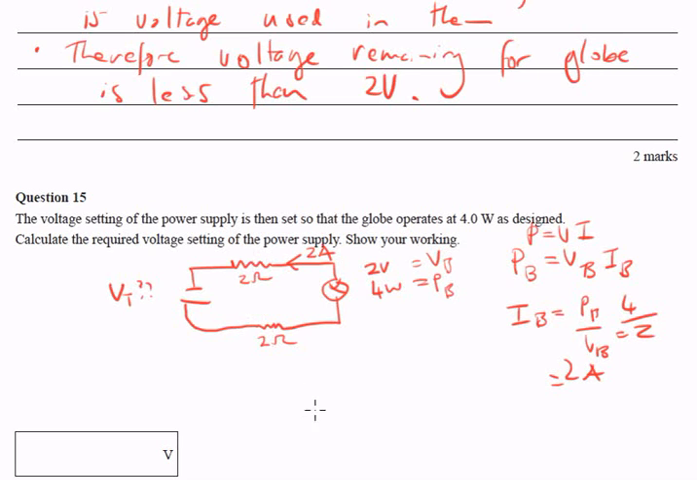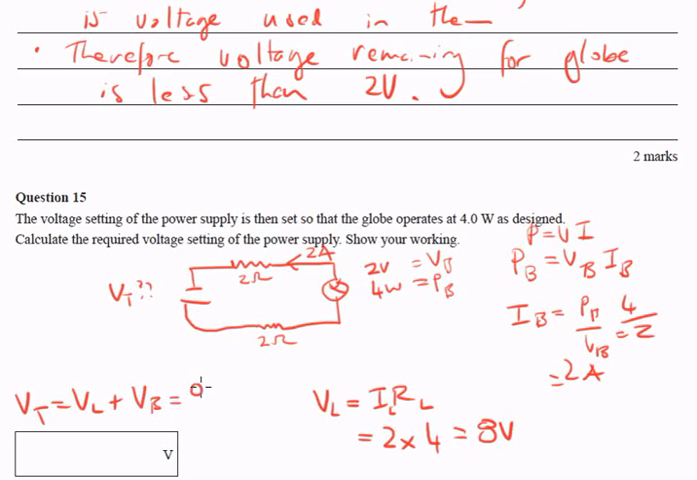Now we can work out the voltage in the lines. Because voltage equals IR: the current in the lines times the resistance of the lines. Well, the current's 2 amps because it goes through everywhere. The resistance, we can do it one at a time, but we can just put them together: total resistance of 4 ohms. So the voltage in the lines is 8 volts. So now we can work out the total voltage. It's the voltage in the lines plus, because this is a series circuit, the voltage in the bulb, and that's just 8 plus 2, 10 volts.